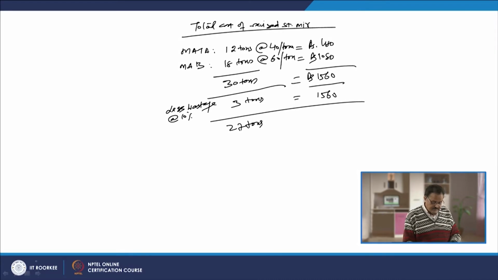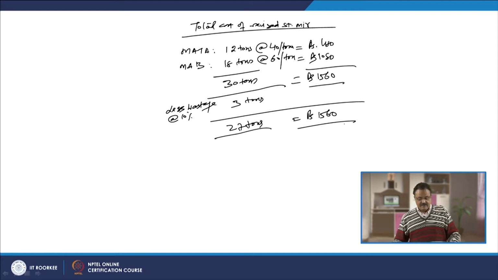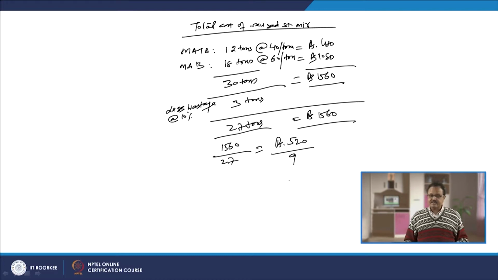We cannot put the cost here, so I will remove the cost. So, it is less wastage. It is finally going to be how much? This is going to be 27 tons and the total cost is 1560. So, now it is the standard cost of revised standard mix. 1560 divided by net standard output, which is 27 units, and if you solve this, it is not evenly divisible. It will come out as 520 divided by 9. This rate will become rupees 520 divided by 9.